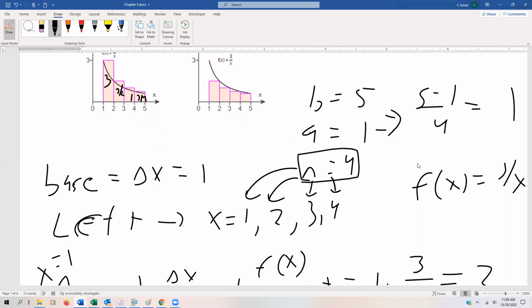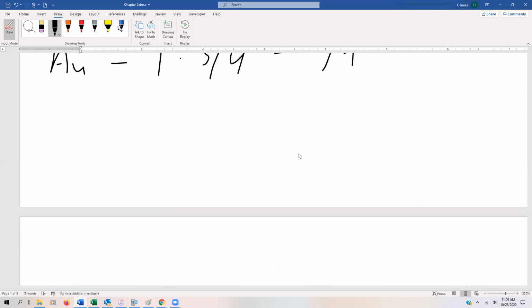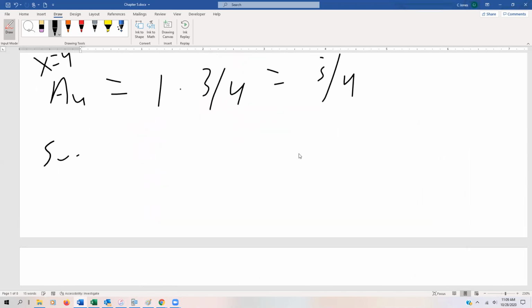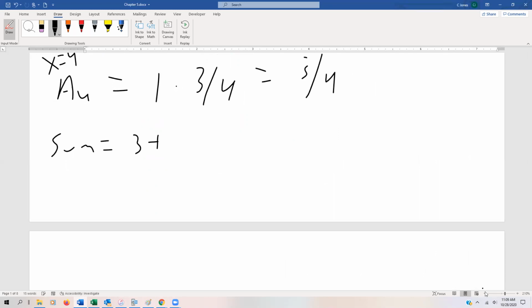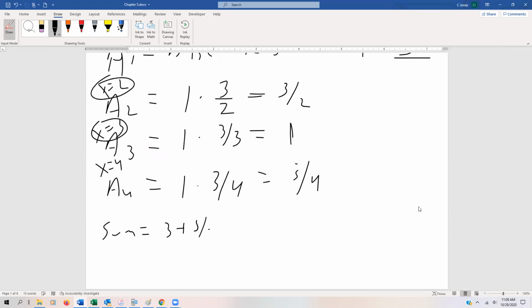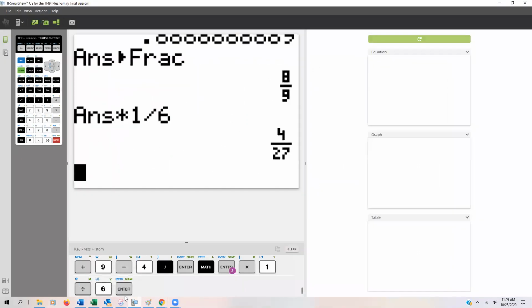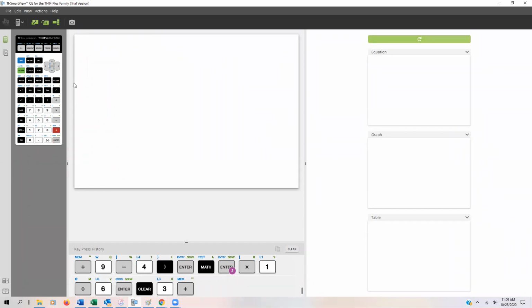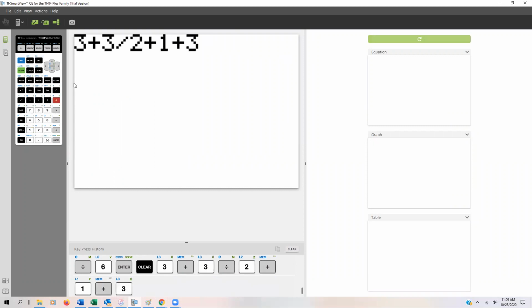How do we get the total area? In other words, the Riemann sum is going to be equal to 3 plus our 3 halves plus 1 plus 3/4. And then we just go right into our calculator and clear this out. So we have 3 plus 3/2 plus 1 plus 3/4.